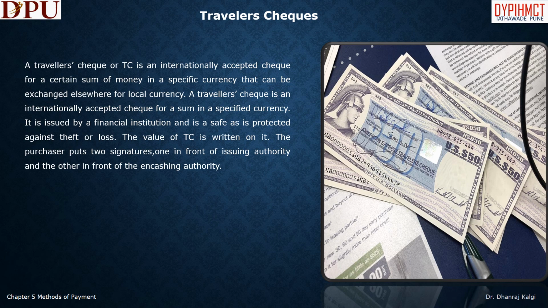Traveler's checks. A traveler's check, or TC, is an internationally accepted check for a certain sum of money in a specific currency that can be exchanged elsewhere for local currency. It is issued by a financial institution and is safe as it is protected against theft or loss. The value of the TC is written on it. The purchaser puts two signatures, one in front of the issuing authority and the other in front of the encashing authority.